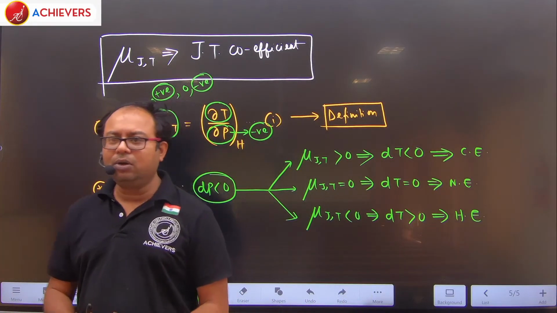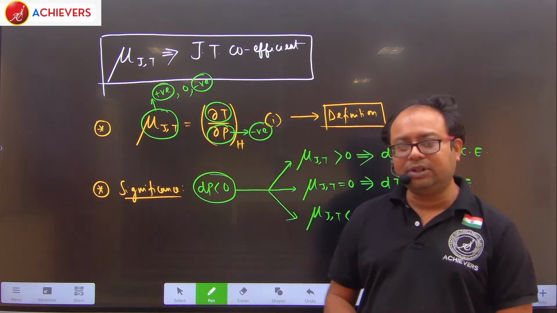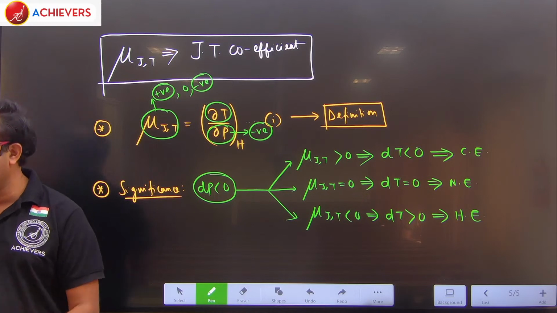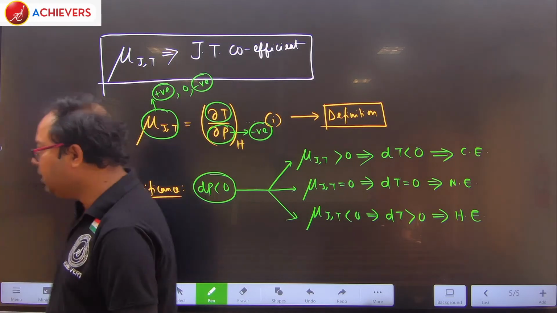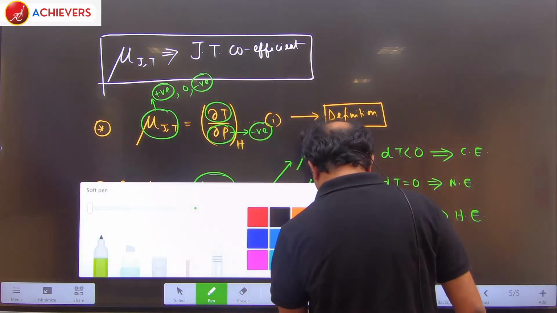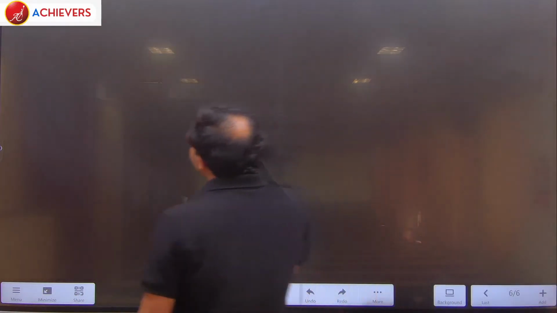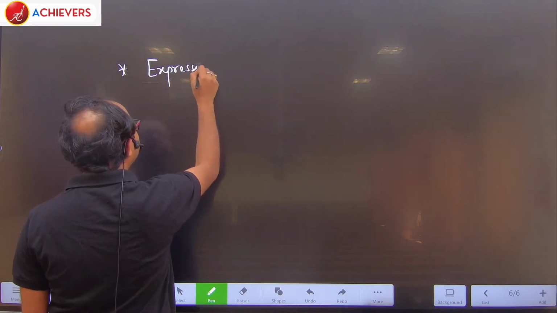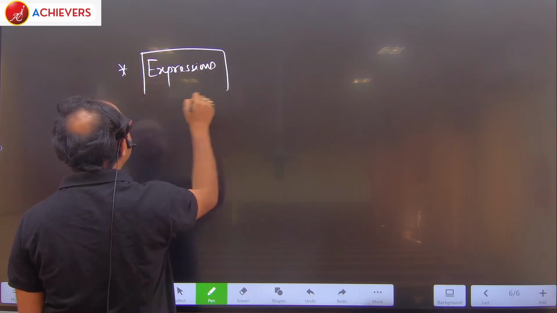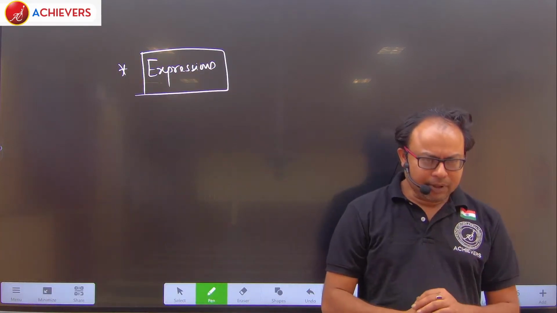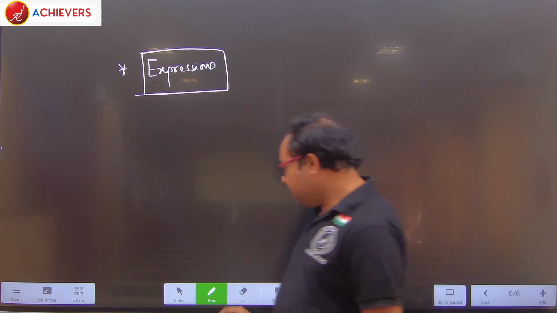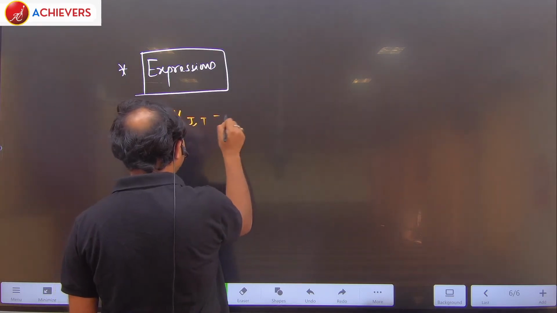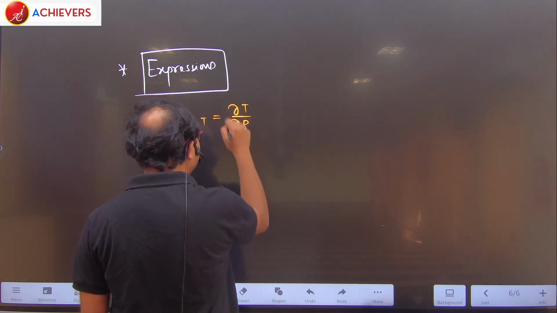Now we'll move on to some important mathematical treatment of mu jet, and we will derive some important mathematical relations in context to this particular parameter mu jet. So let's proceed. In this particular case, as per the fundamental definition, we know that mu jet is equal to del T del P at constant enthalpy.